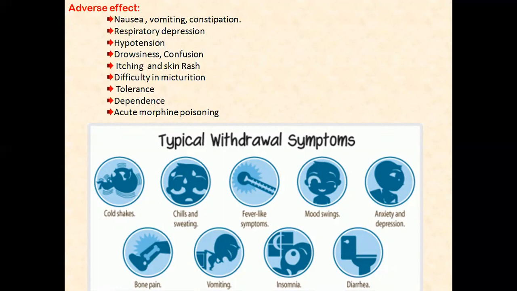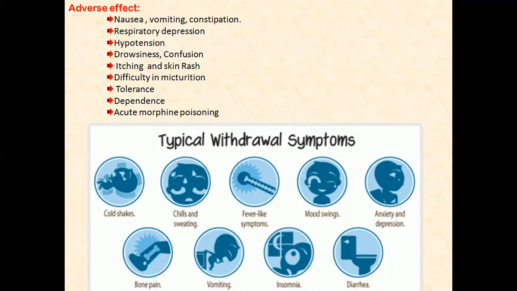It also produces some drug tolerance, which develops to most of the effects of morphine. There is cross tolerance among the opioids. It also produces drug dependency. It is the main drawback of opioid therapy. Psychological dependence is associated with intense craving for the drug. In acute morphine poisoning, the characteristic triad of symptoms is respiratory depression, pinpoint pupil and coma.